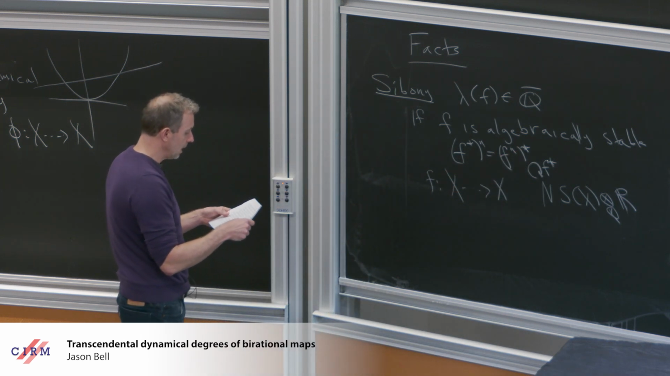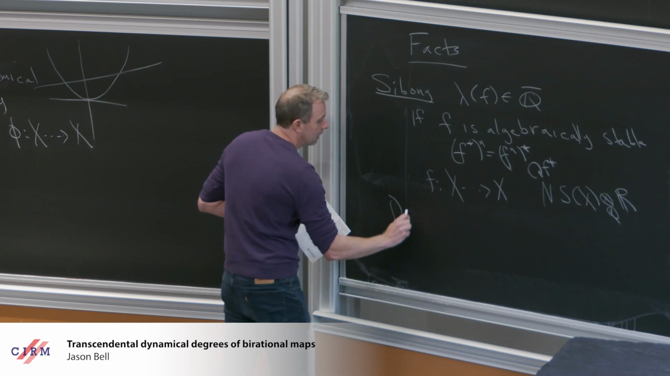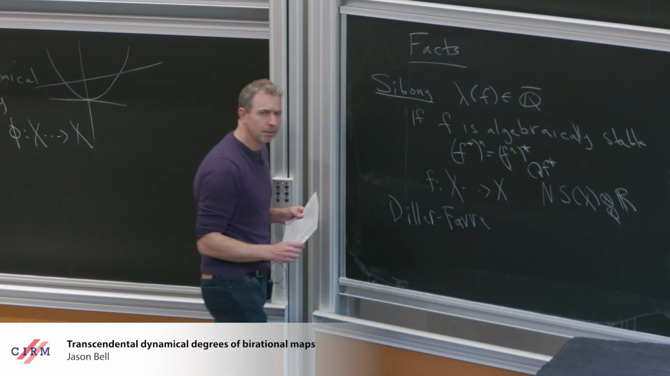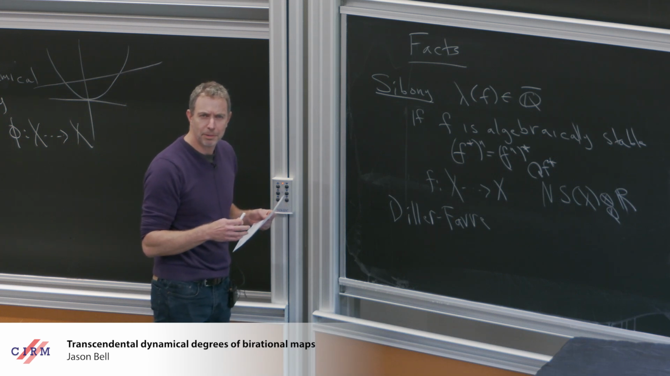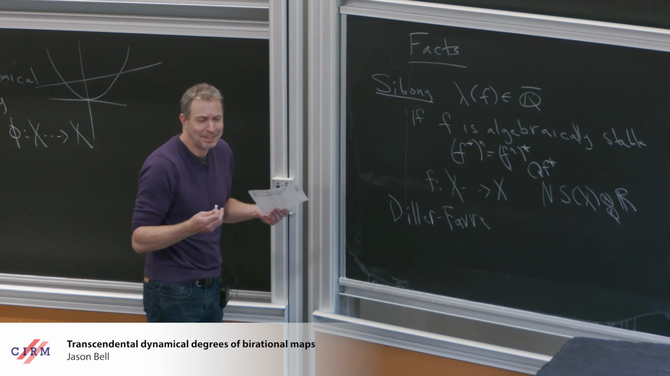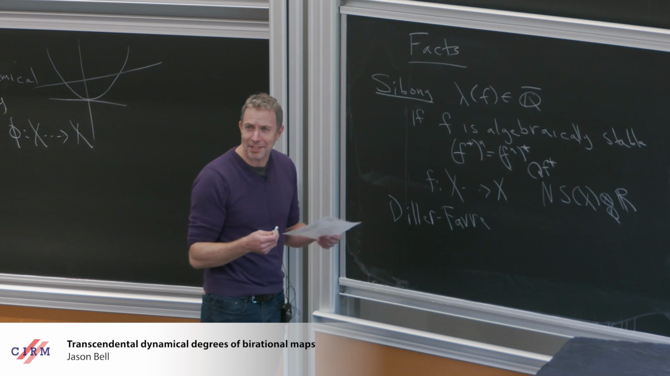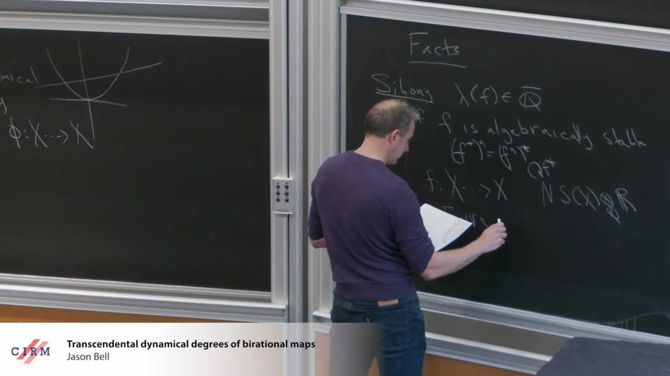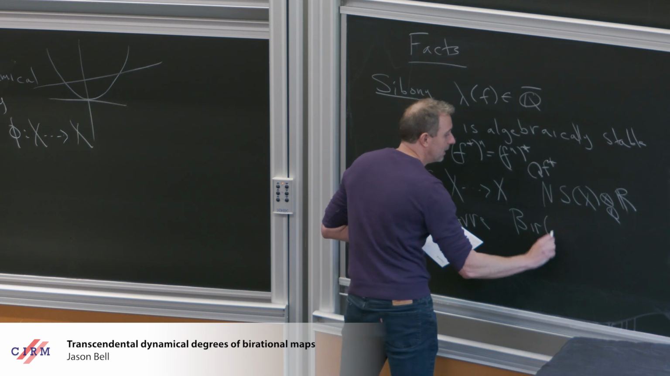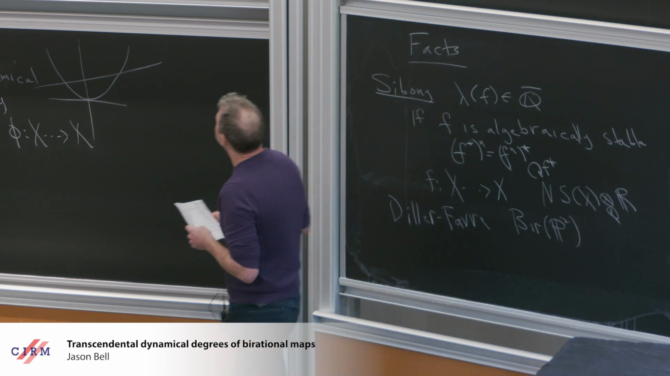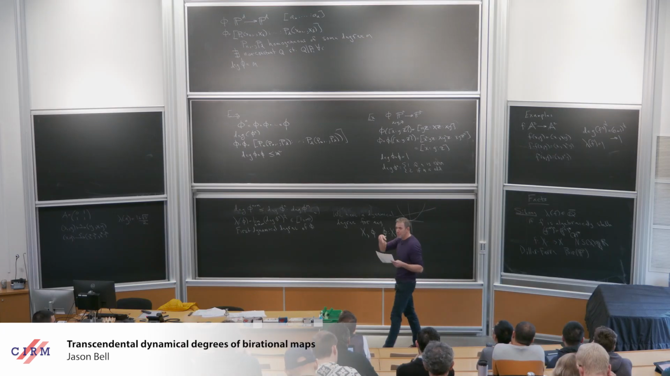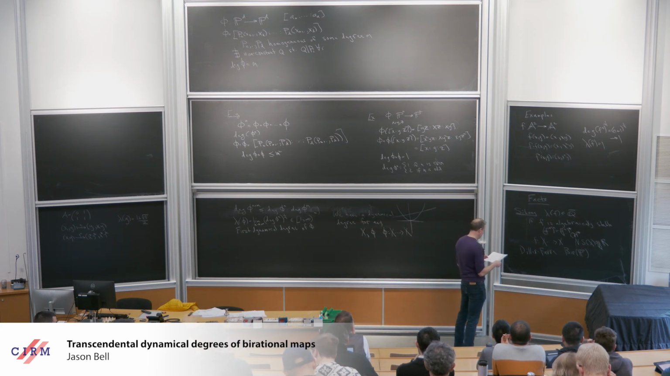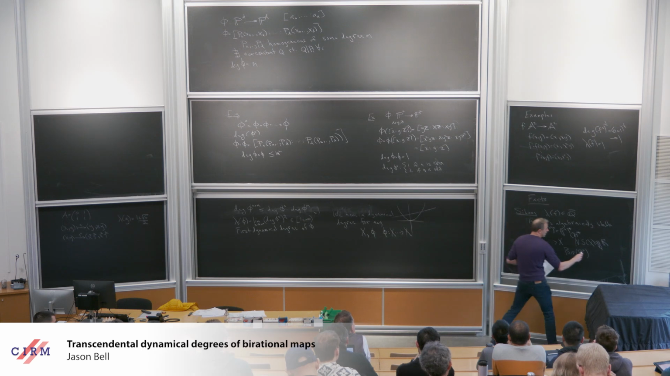Okay. Like I said, Diller and Favre. And I think Favre is one of the organizers or something of this. Maybe? No. But he's related to this some way, right? Okay. He proved that it's true for birational maps of P2. So anything built up from this Noether map, but also things in PGL2 and compositions of these, you can obtain algebraic stability.